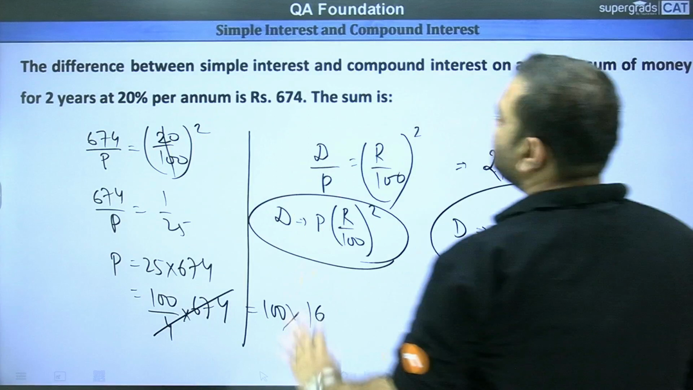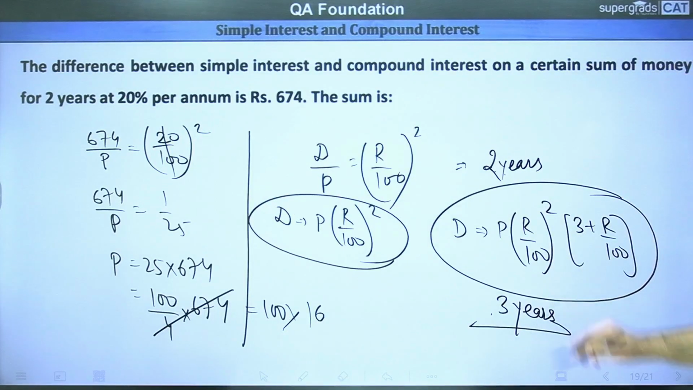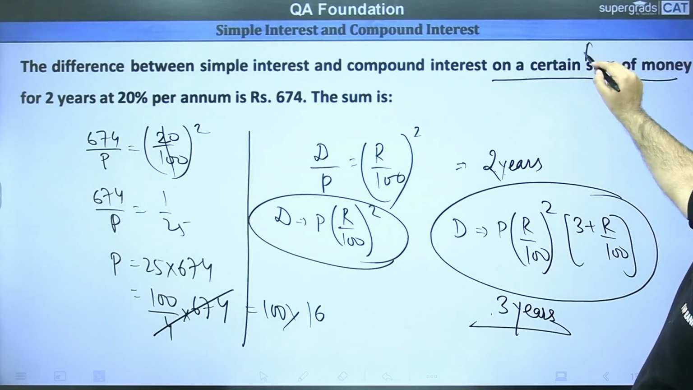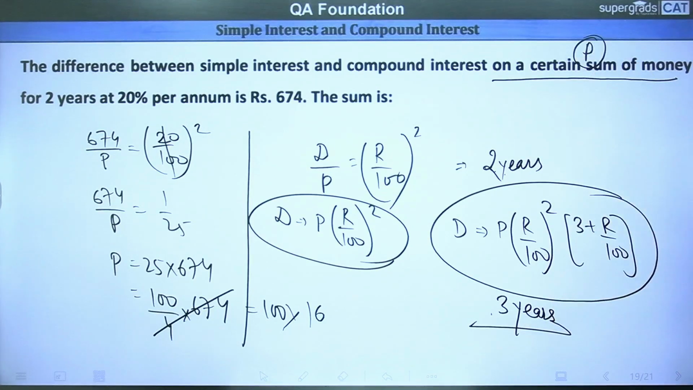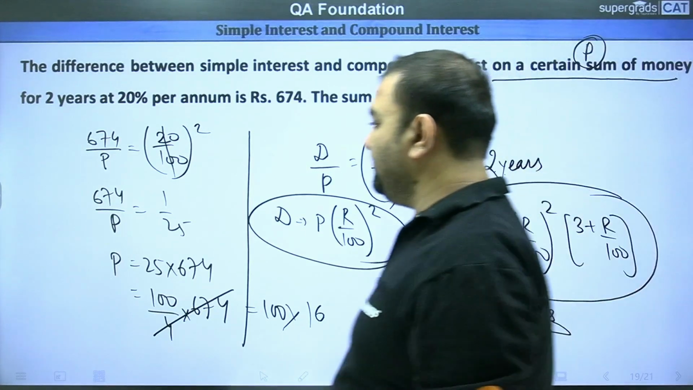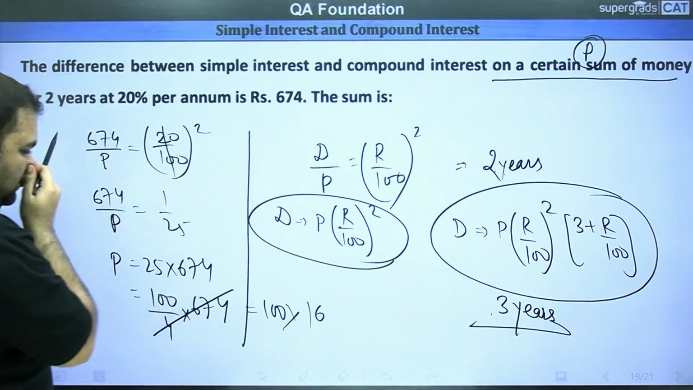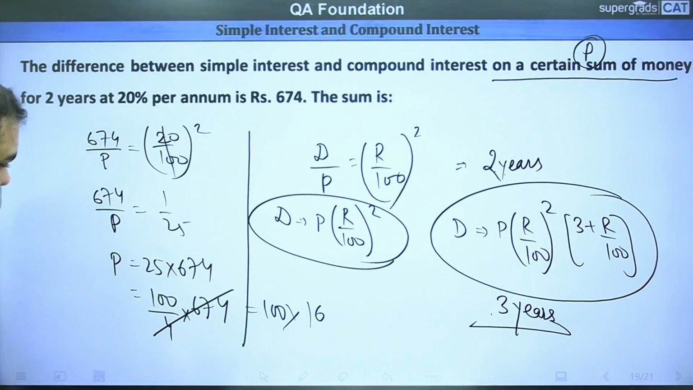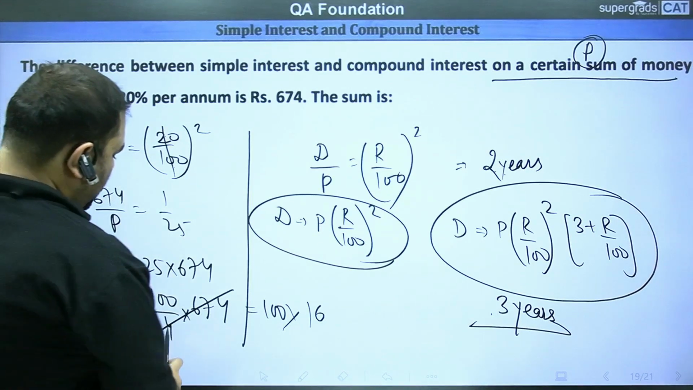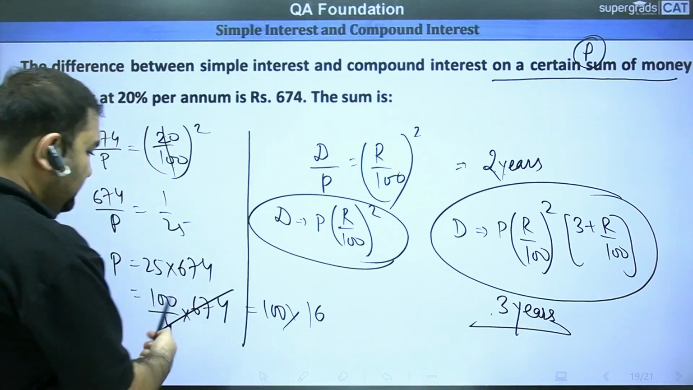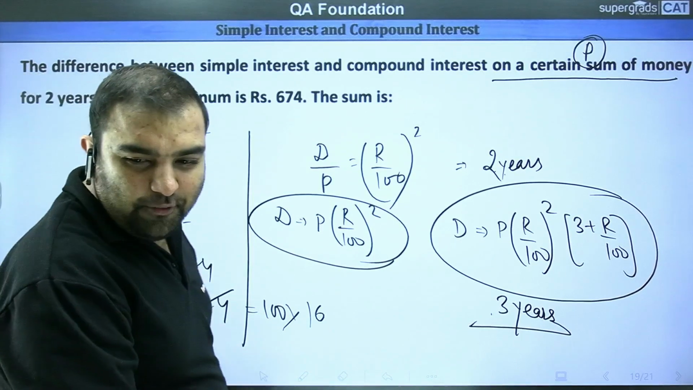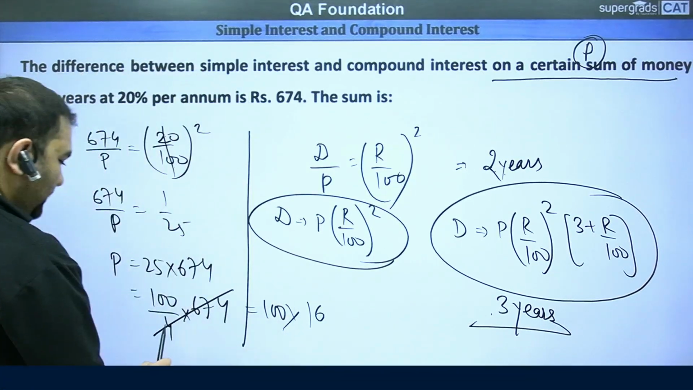The difference between SI and CI on a certain sum of money, where the principal is not known, for 2 years at the rate of 20% per annum is 674. So 674, 20 by 100 is 1 by 5, and 1 by 5 ka square is 1 by 25. So 25 I have written as 100 by 4. It can come as a decimal because 100 will compensate for it.